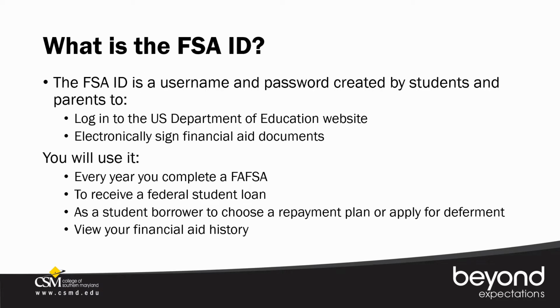The FSA ID is a username and password created by students and their parents to log into the U.S. Department of Education website and to electronically sign financial aid documents. You will use the FSA ID every year you complete a FAFSA, that free application for federal student aid, to receive a federal direct loan, and as a student borrower to choose a repayment plan or apply for deferment, or simply to view your entire financial aid history.